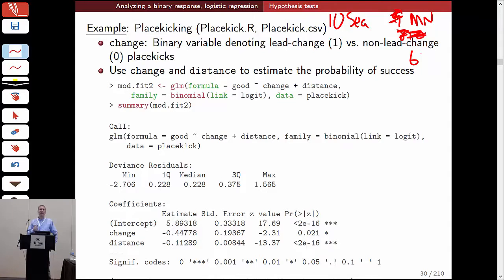Pressure? Yeah. So, how do you measure pressure? You can't go up to the place kicker and say, right before he does the place kick, are you feeling pressure? We couldn't do that. We didn't have the research funds, I guess, to do that.